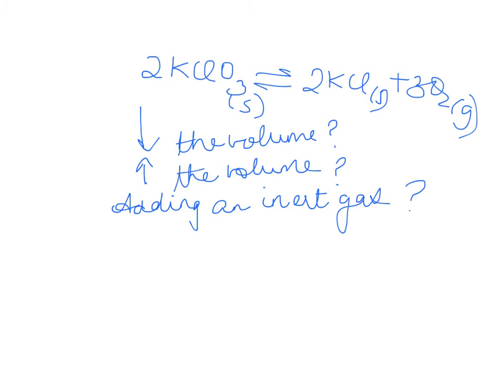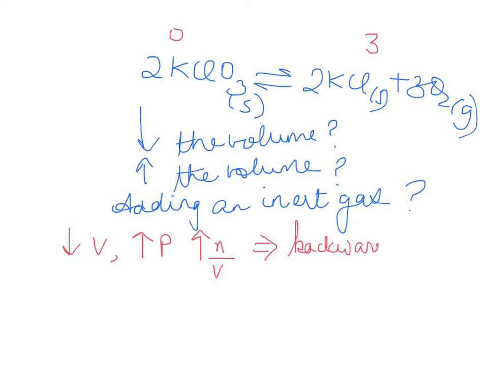Now, if you think about it, decreasing the volume implies that you're going to increase the pressure, you're going to increase the number of moles per unit volume. Now, you have 0 moles that participated in equilibrium on the reactant side, and 3 moles that participate in the equilibrium on the product side. So if you decrease the volume, that increases the number of moles per unit volume, and the equilibrium should move in a direction to undo that effect. That means it should move towards the reactants. It should be the backward reaction which will be more predominant.